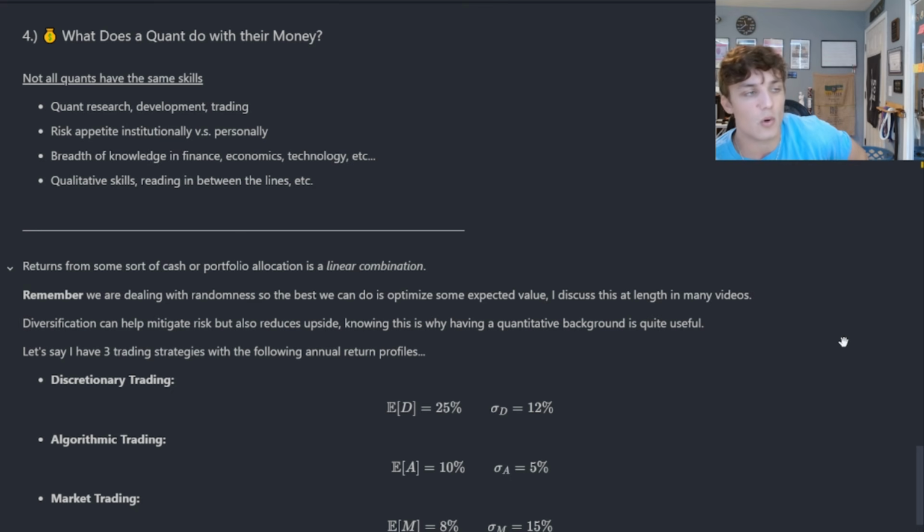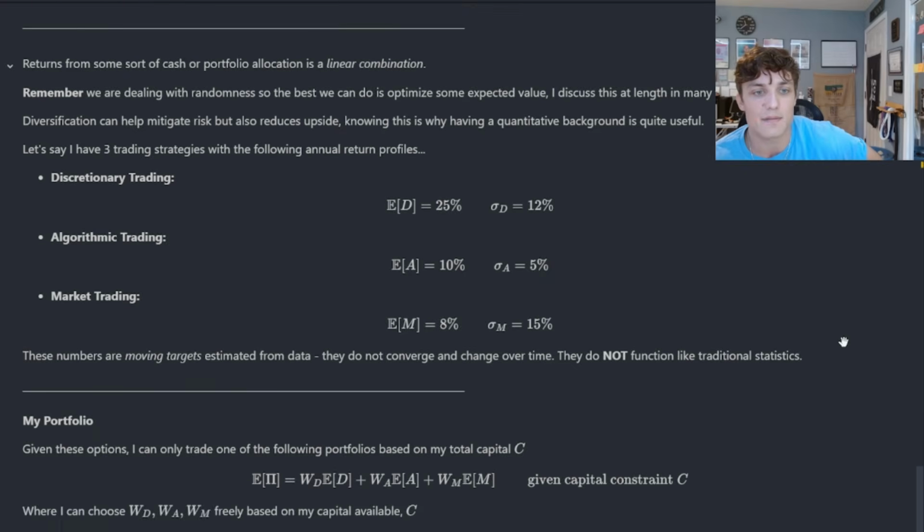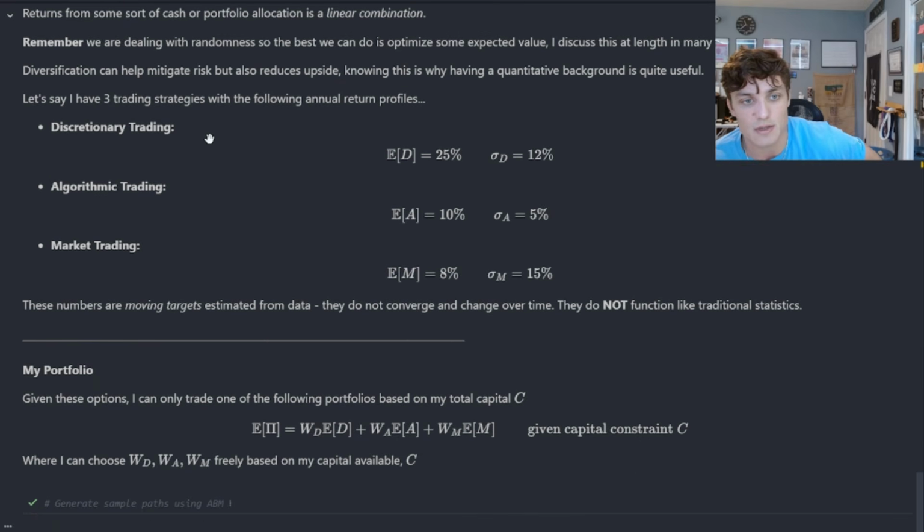When I trade, I'm always aware that whatever system I'm using, whether it's discretionary, algorithmic, or just investing in the market, I have this linear combination of my overall portfolio value that I'm dealing with. What I mean by that is I have, let's say, these three strategies: discretionary trading, algorithmic trading, and just dumping my money in the market. Well, I only have a certain amount of capital, and I can only allocate a fraction of that capital to each strategy, or maybe all of it to one strategy at any given time.